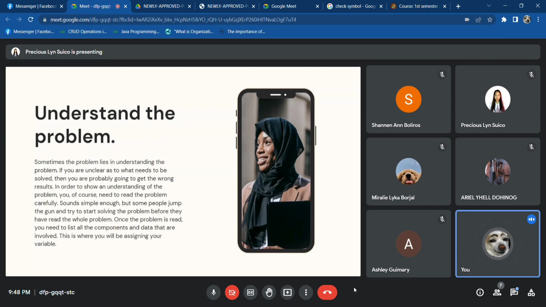If the client or the teacher wants you to create a program, read the program carefully to be able to understand the problem and think about the solution. Once the problem is read, you need to list all the components and data that are involved. This is where you will be assigning your variable.